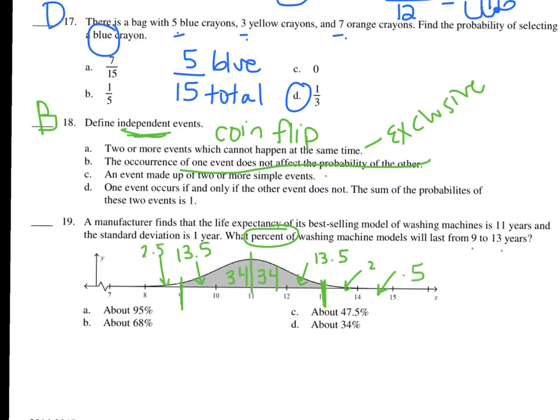So all we have to do is add up 13.5, 34, 34, and 13.5, and we come out with about 95%.